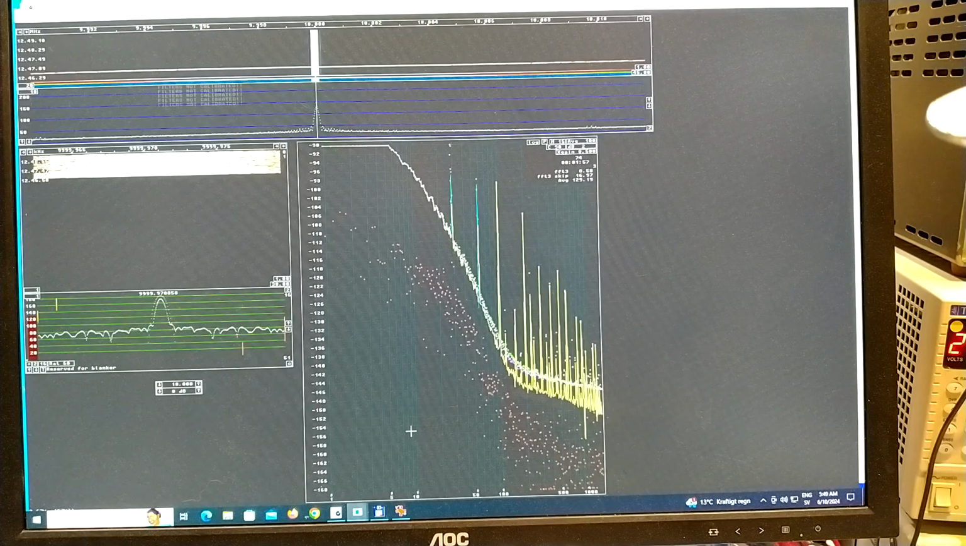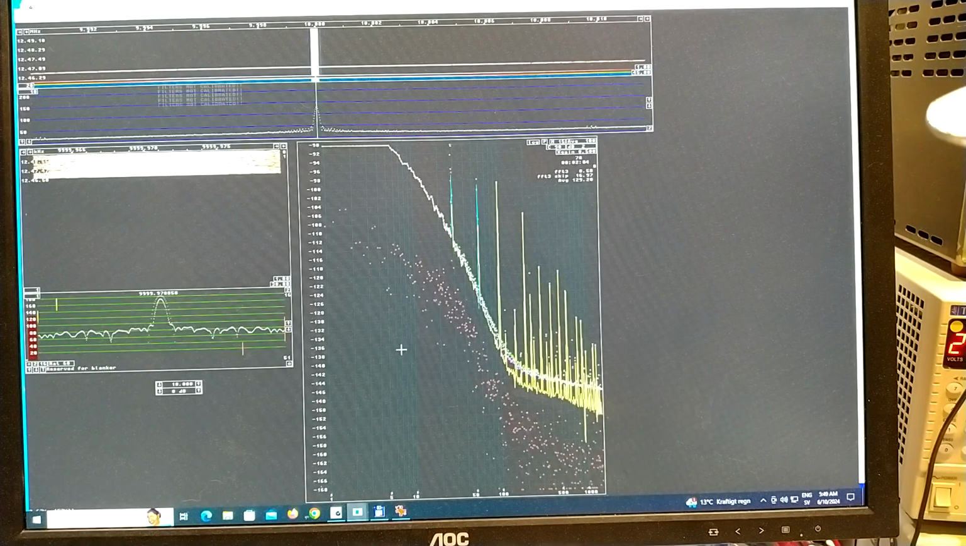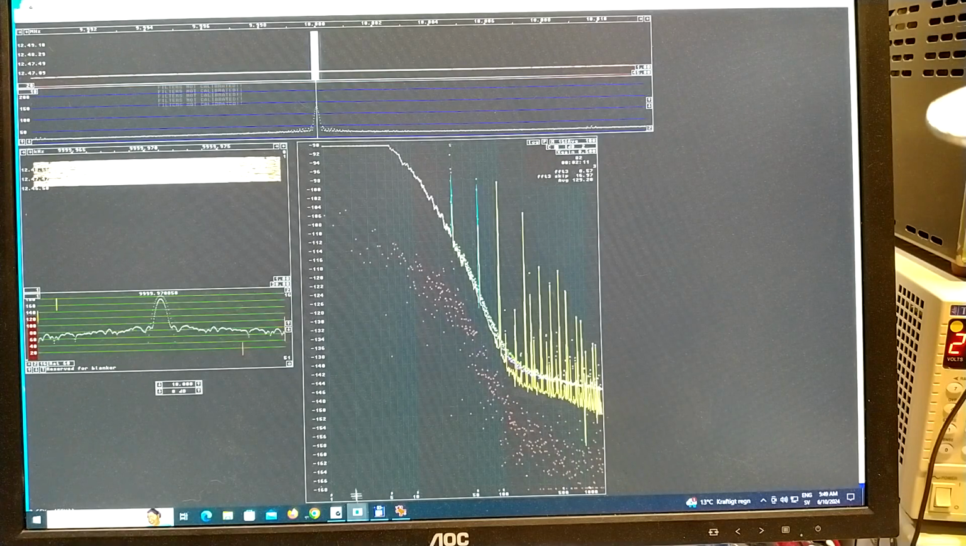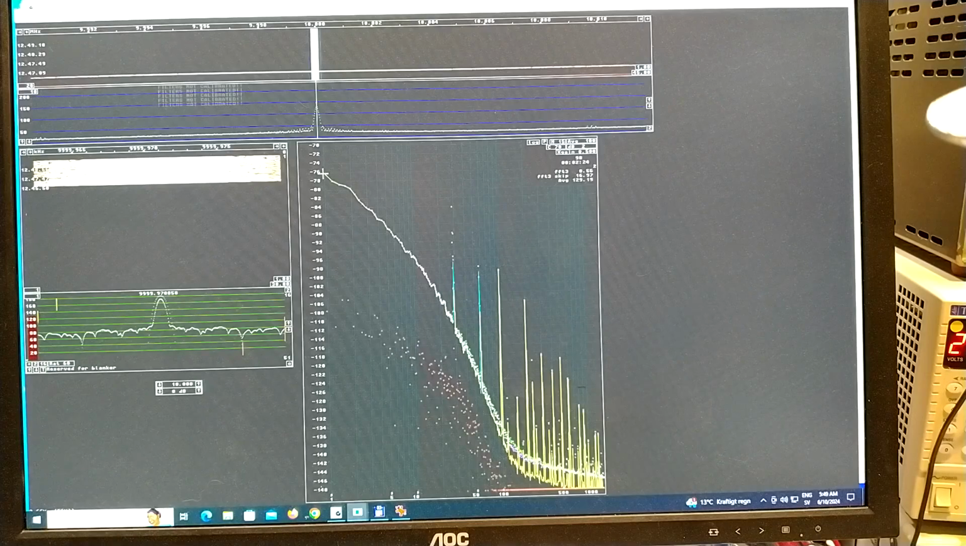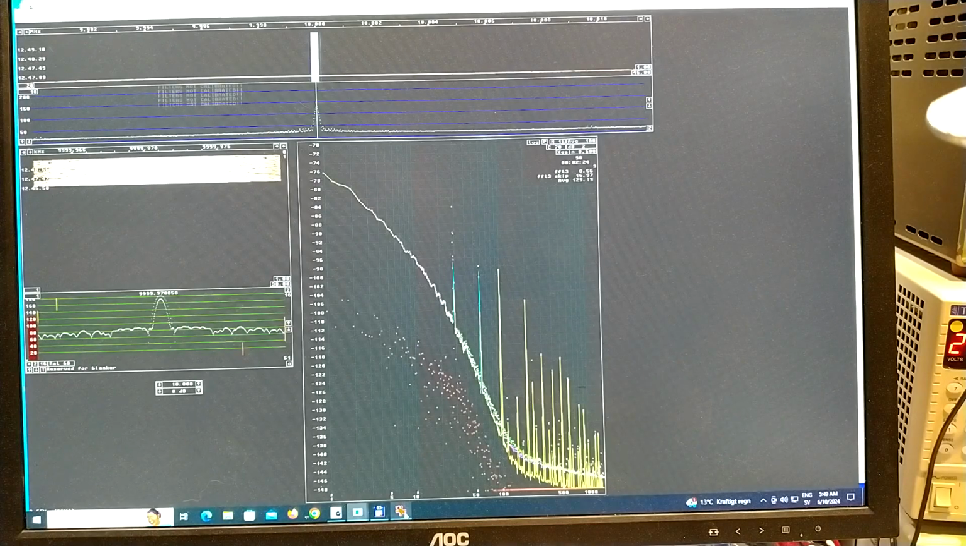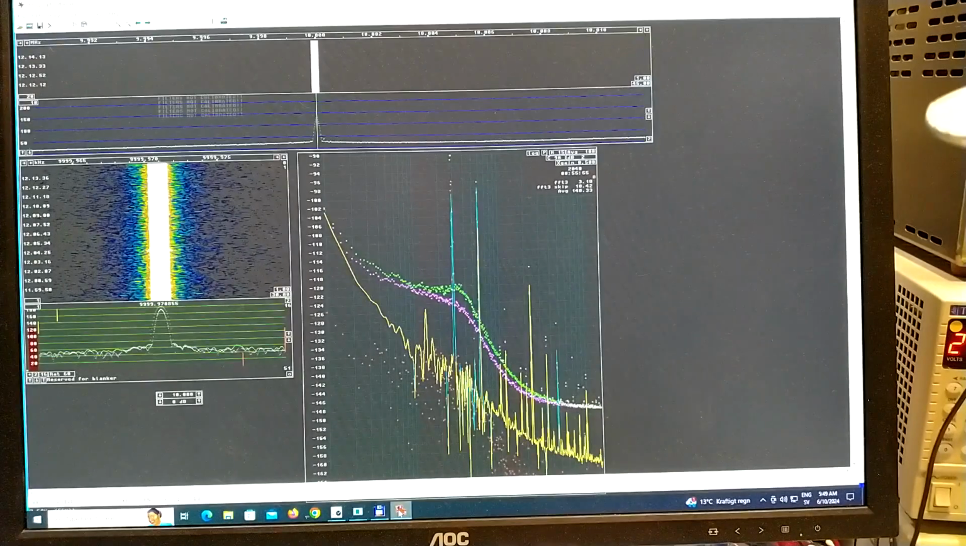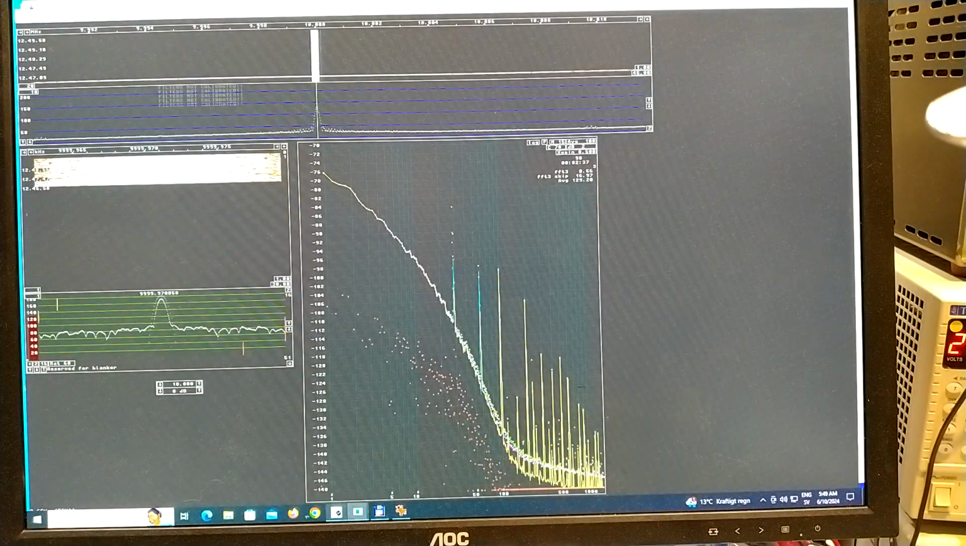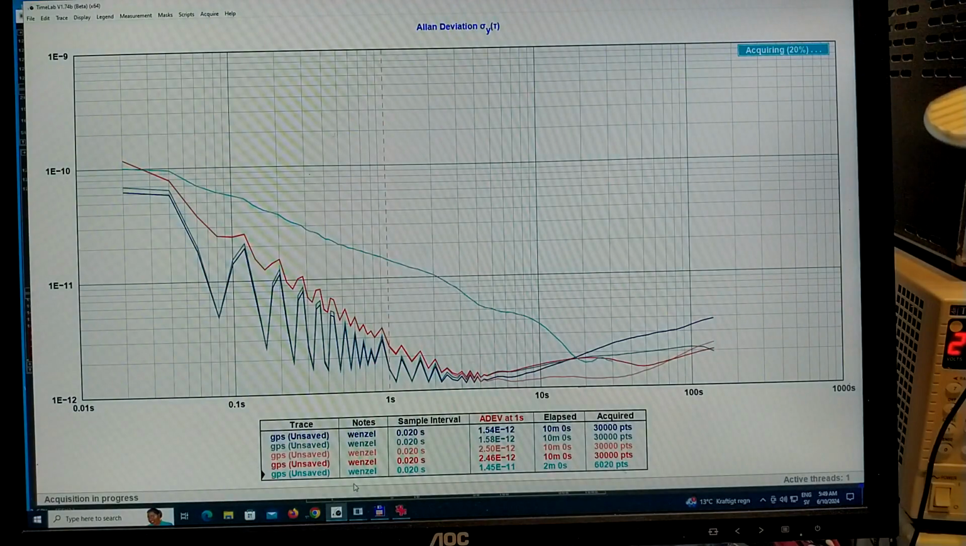I have connected the rubidium stabilized oscillator. It is really noisy close to the carrier. I have to change the 0 point of the scale to be able to see. It starts at minus 76, while the old one started at minus 102. So that is 30 decibels more noisy at 1 Hertz. And this is very visible in the Allan deviation.